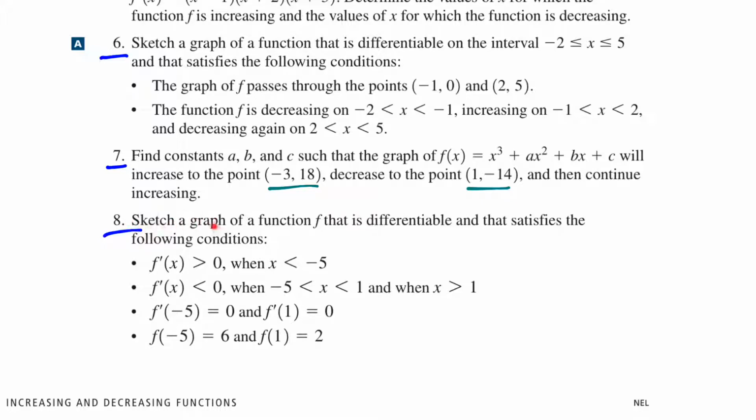Question number 8. Sketch the graph of a function f that is differentiable and satisfies the following conditions. f prime of x is positive when x is less than negative 5. That means for x less than negative 5, function is increasing. Between negative 5 and 1, and when x is more than 1, derivative is negative, function is decreasing. f prime of negative 5 is 0, f prime of 1 is 0, f of negative 5 is 6, and f of 1 is 2.